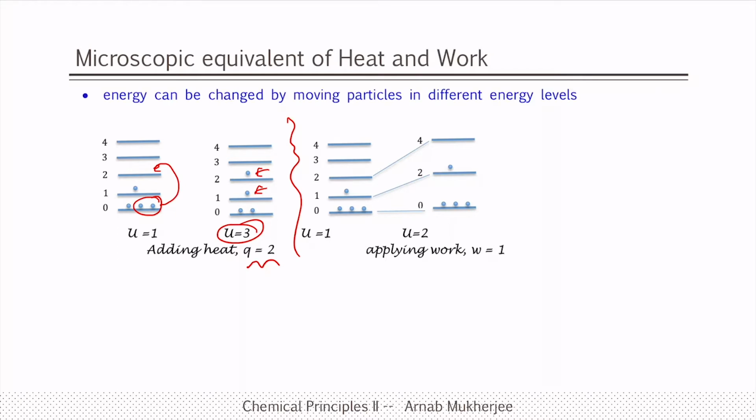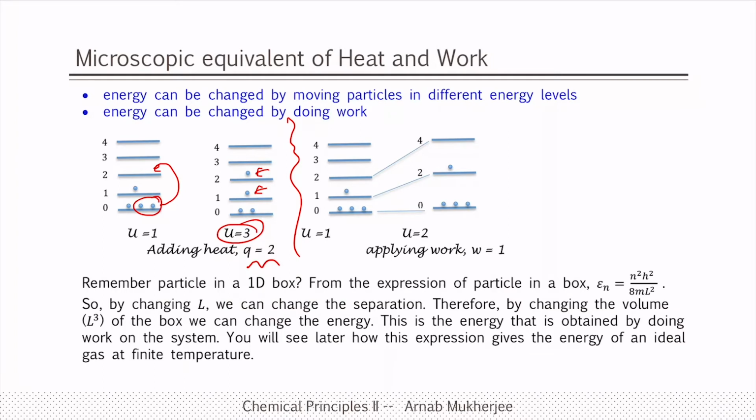So, energy can be changed by moving the particles to different energy levels, or it can be changed by doing work. We have shown that, and from the particle in a box we can understand how changing the box length, or rather box volume, is going to affect the different energy levels. Okay. Here I am going to show you.